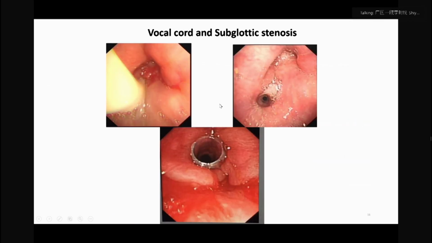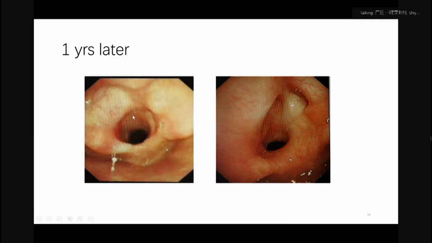Here's another case I would like to introduce briefly. This patient, after the surgery and the car accident, got vocal cord and subglottic stenosis. Here we can see the vocal cords, and the stenosis is very severe. And then we put the T-tube over the vocal cords. After 1 year, you can see here's the vocal cords, and the lumen is open and remains open.